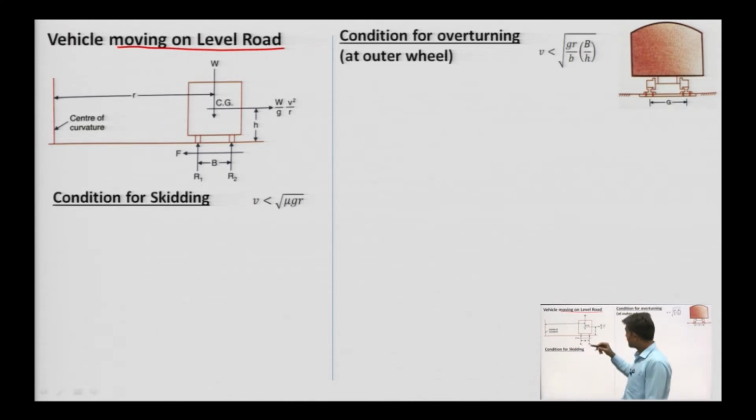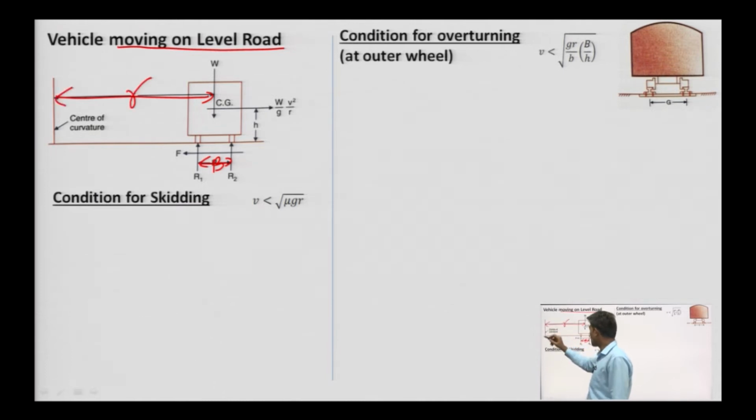If the width of the vehicle is capital B, and it is moving in a circular path with radius r, this is the center of curvature line.